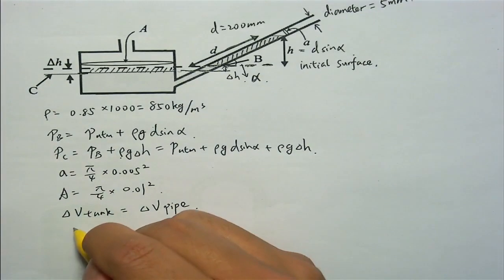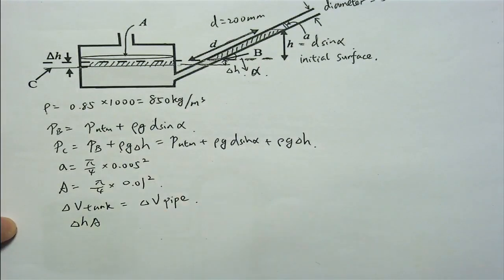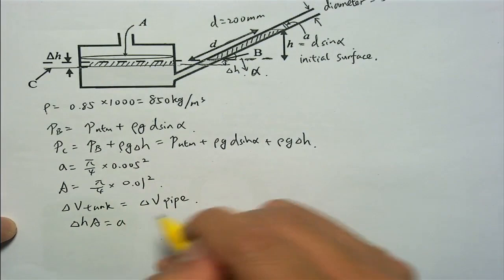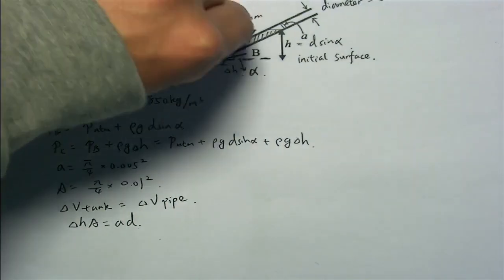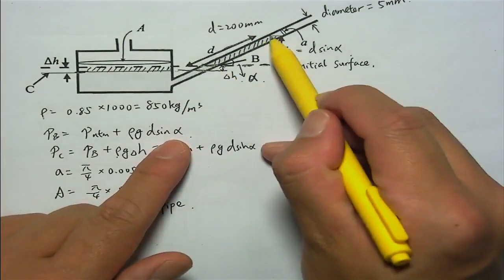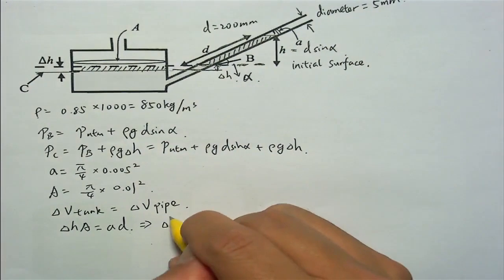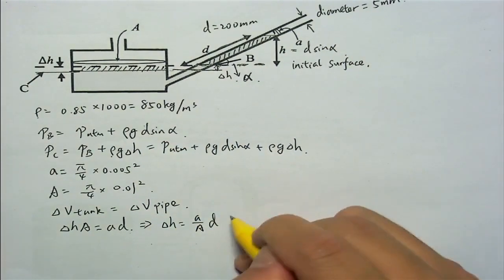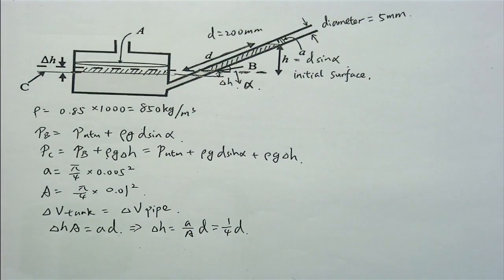So we got delta H multiplied by the cross-sectional area of the tank is equal to A D. We just know the length of the D here, and we know the cross-sectional area. We can get the link. So which is delta H is A over A capital D, right? So we know the relationship here.